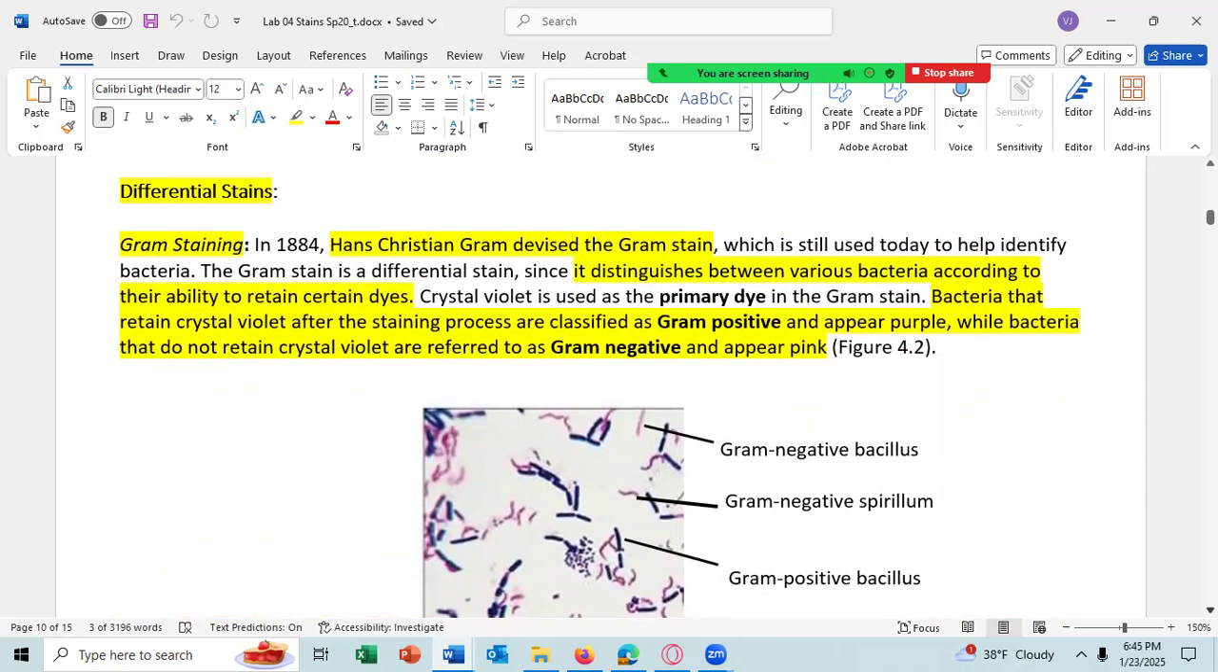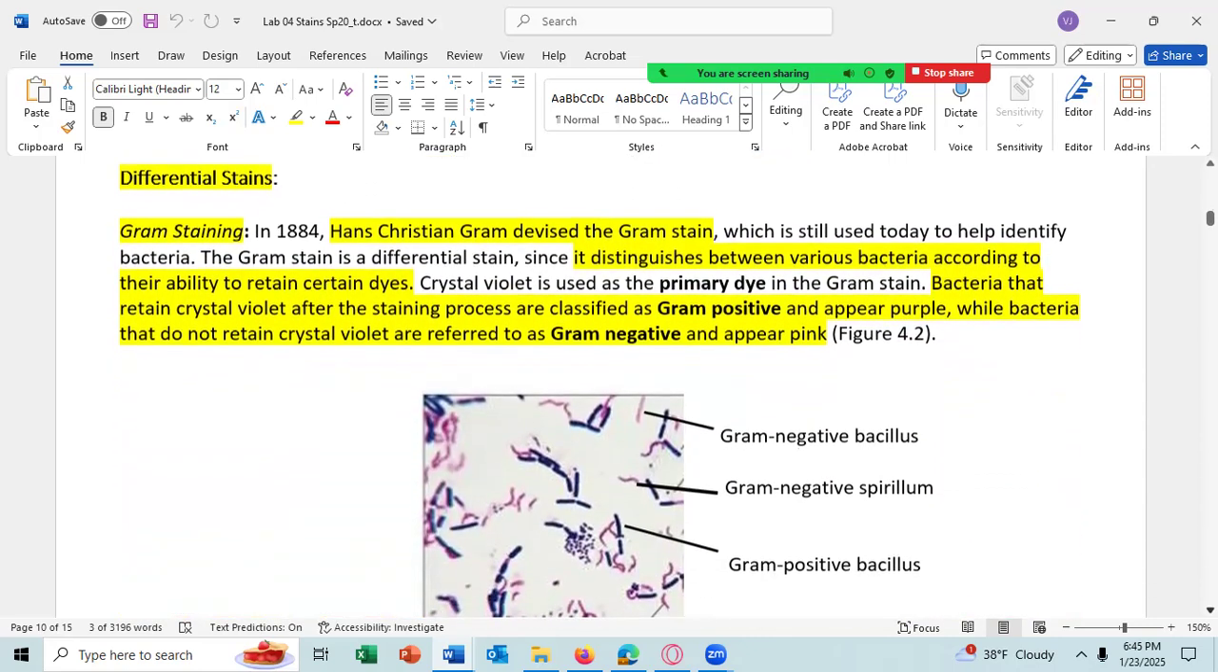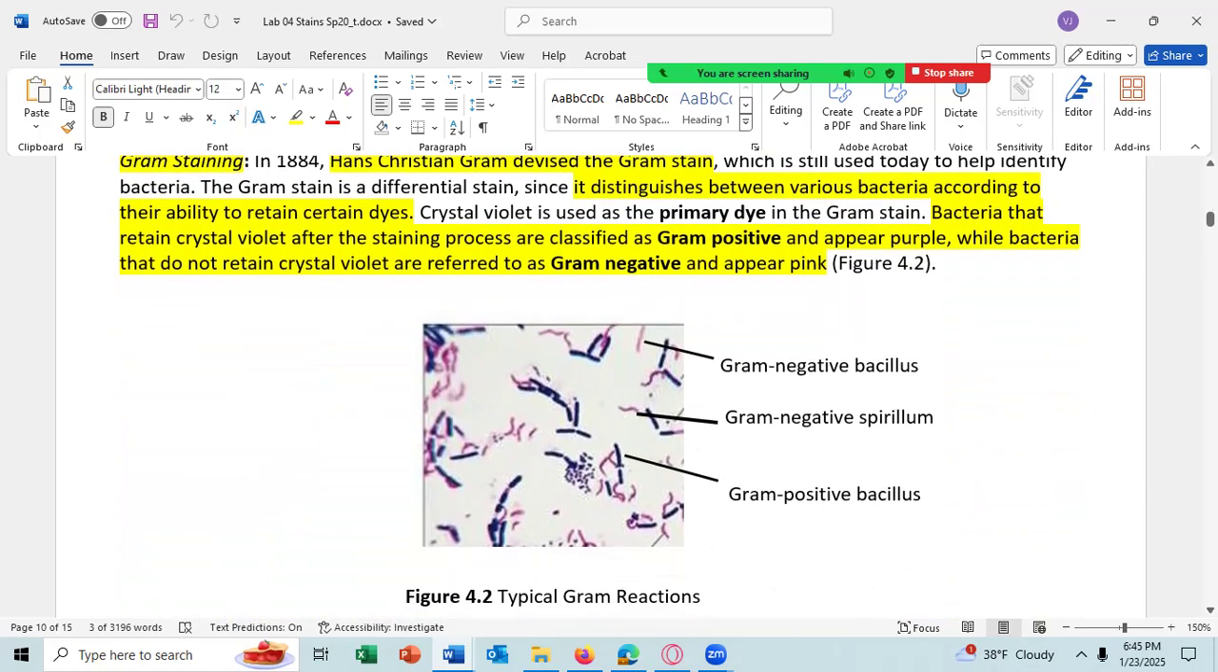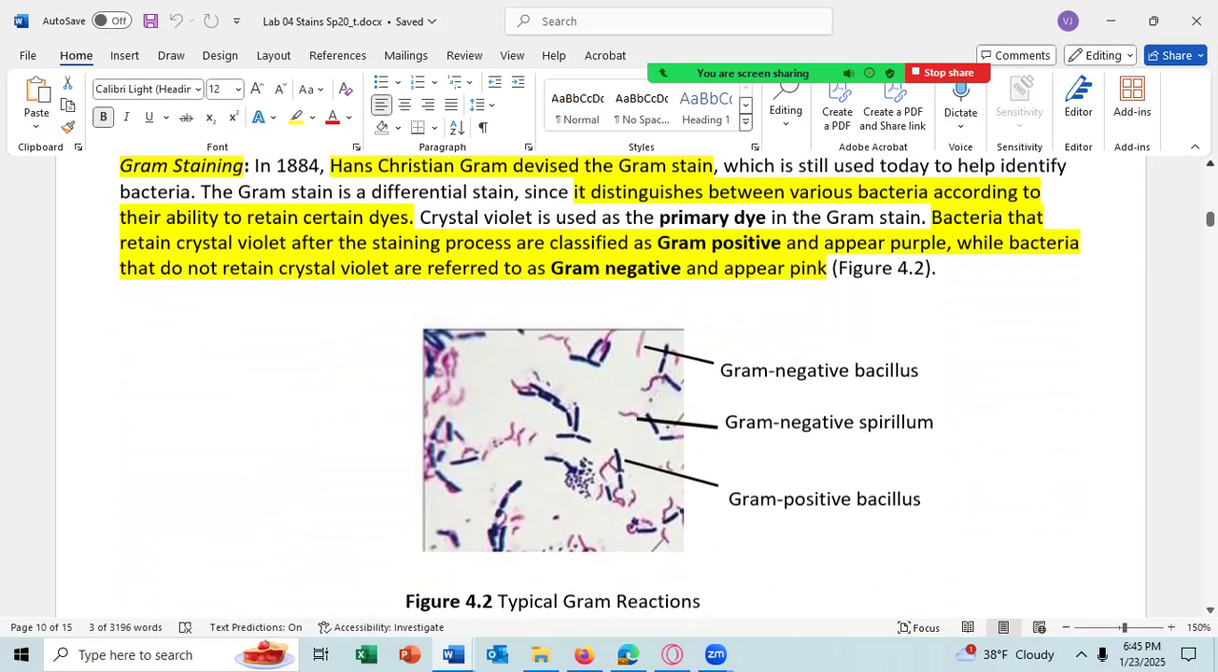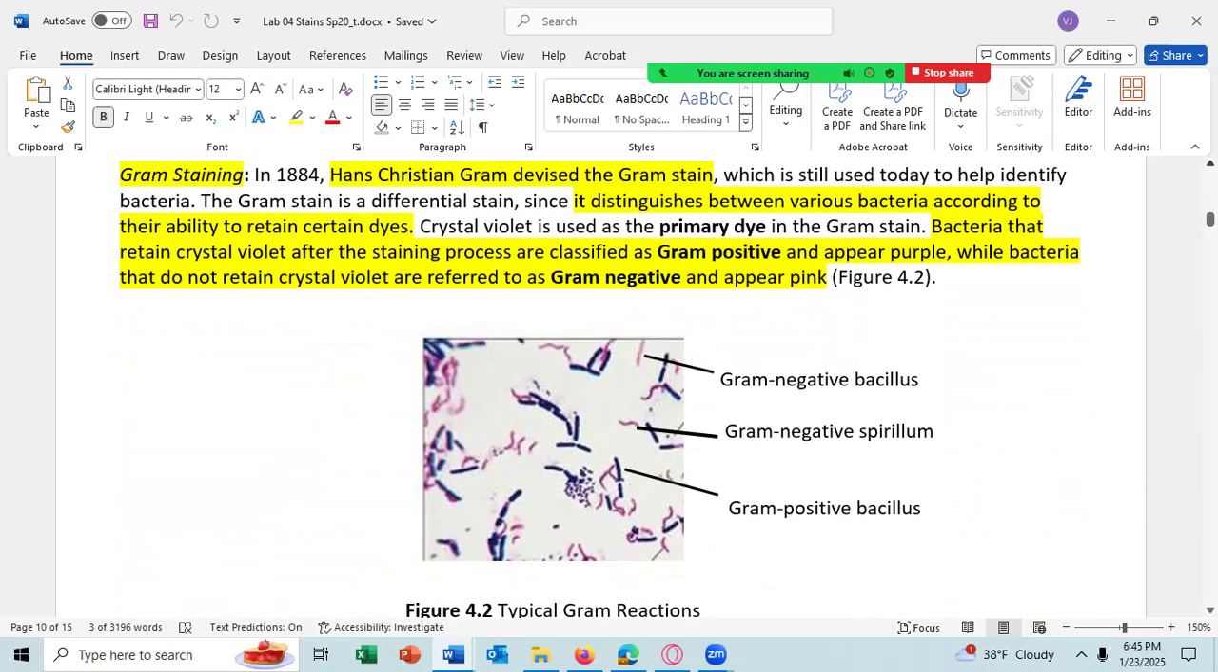All right, let's move on to the differential stains. The most important differential stain, and probably the most common stain in microbiology, is the Gram stain. This stain was invented in 1884 by Dr. Hans Christian Gram. This is named after Dr. Gram, and you always capitalize somebody's last name, and so the Gram stain should have a capital G in it. It is named after Dr.